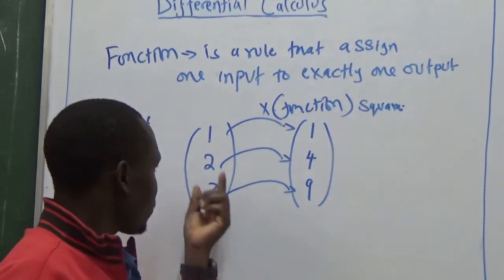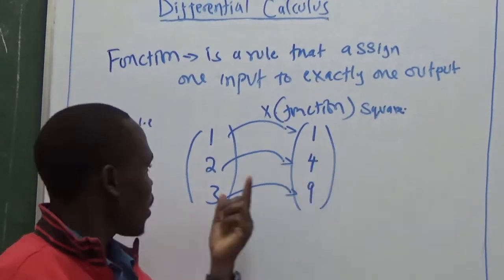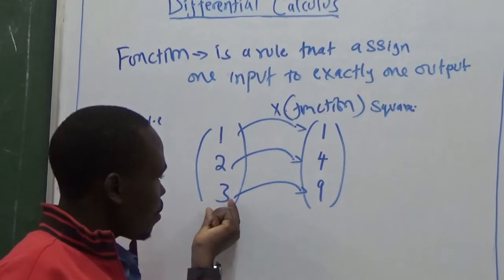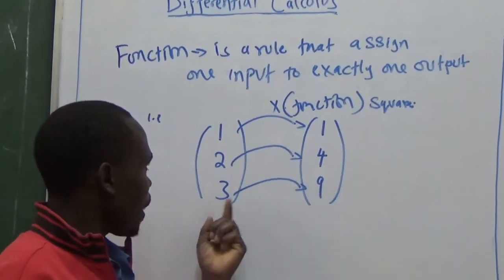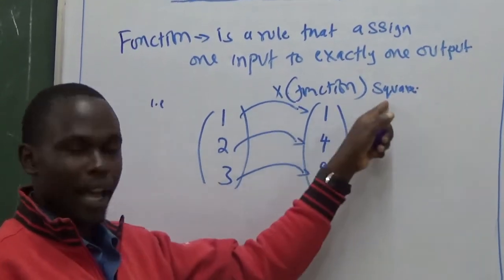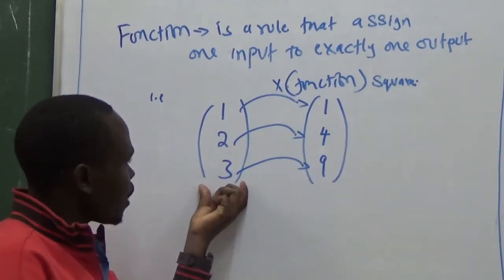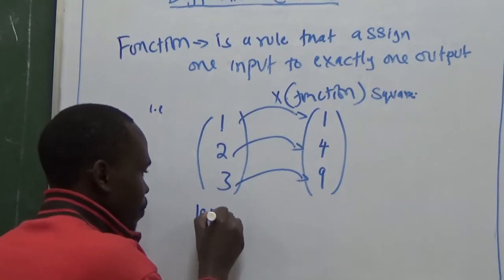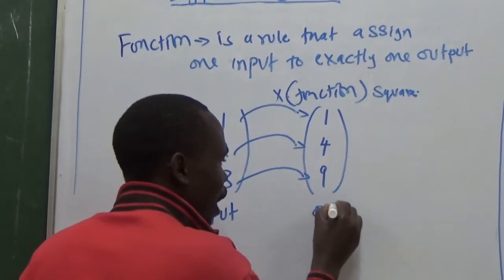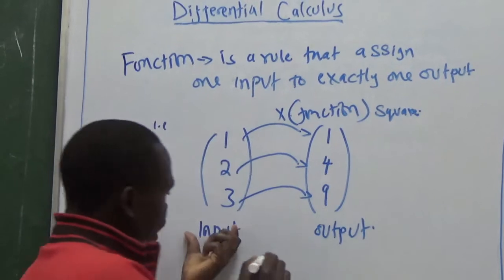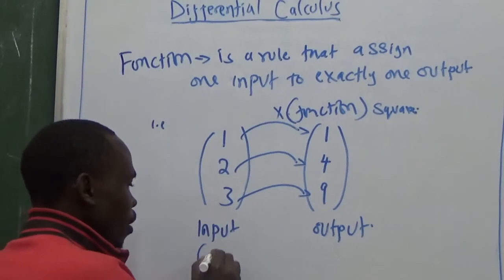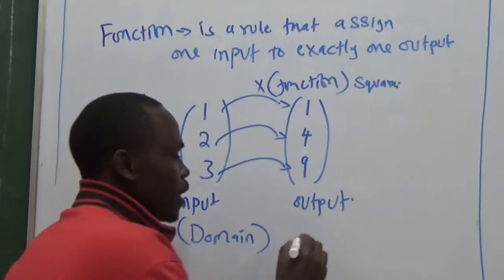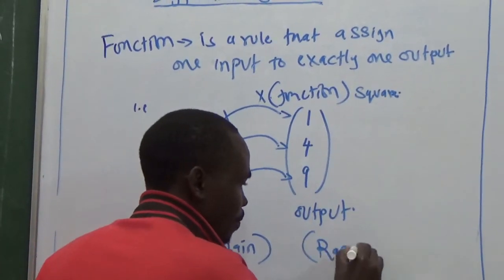If I take 1 square, I will get 1. If I take 2 square, I will get 4. Then 3 square, I will get 9. Meaning our function here is square. And this input is the same as input, then this is our output. This input is what we call the domain, and the output is called the range.